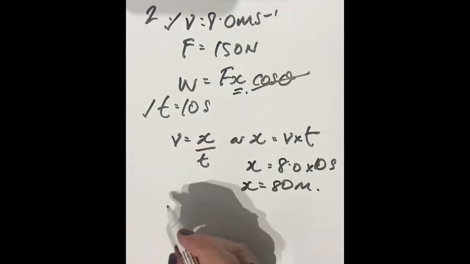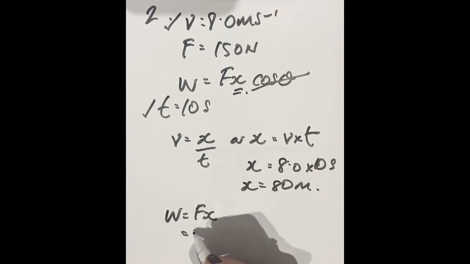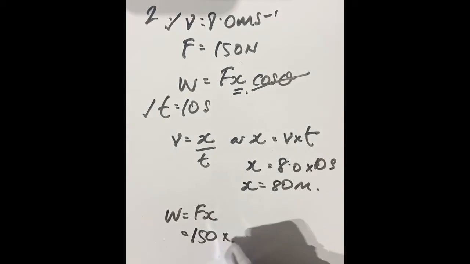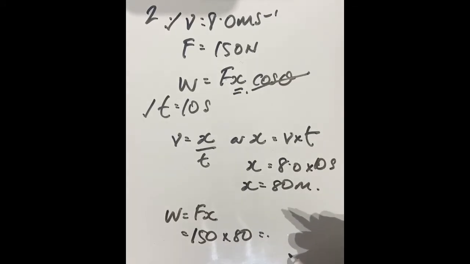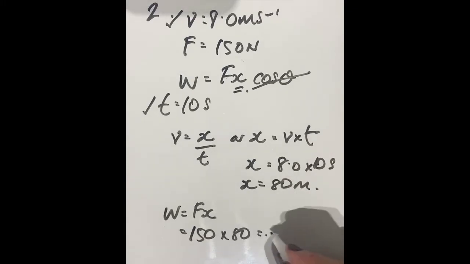And now we can go ahead and work out the work done. And that is 150 times 80 equals 12,000 joules. Okay.